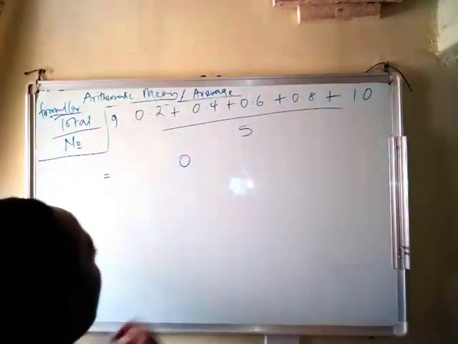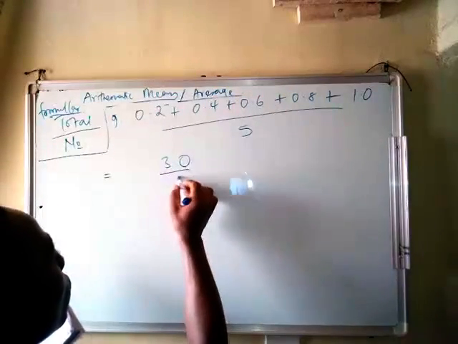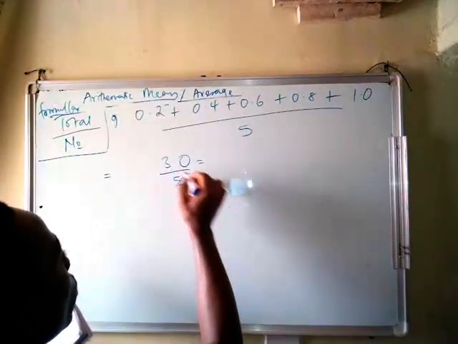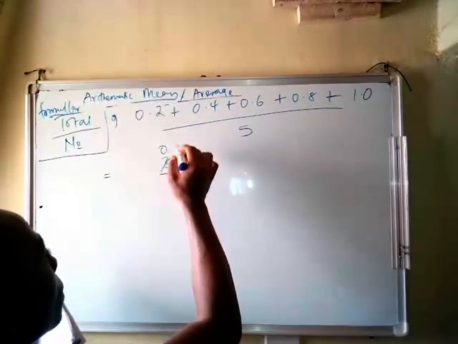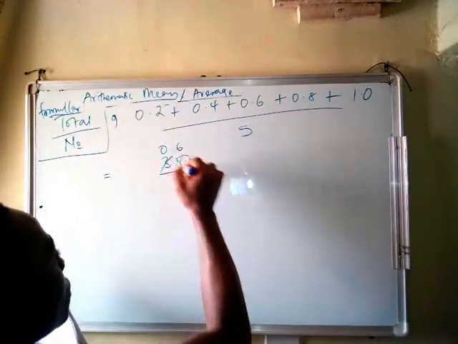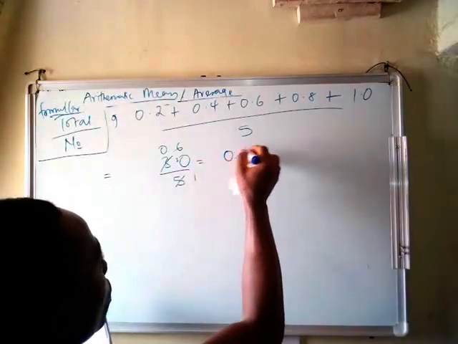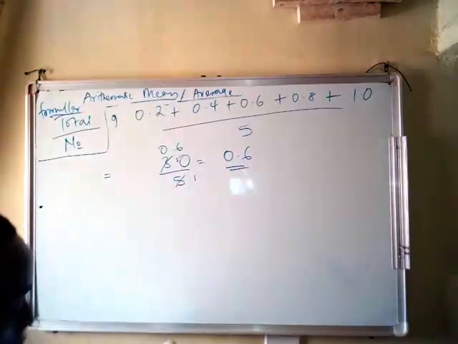5 here is 1. 5 into 3 cannot go. Put a 0, put your point, and that 3 stays here. You have 6. So which becomes 0.6. So 0.6 becomes the arithmetic mean of all the numbers.